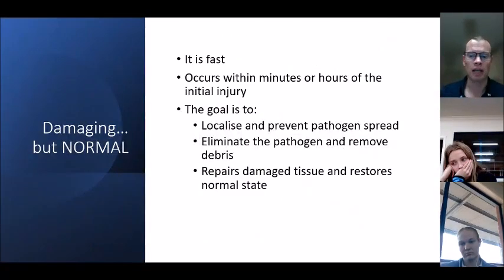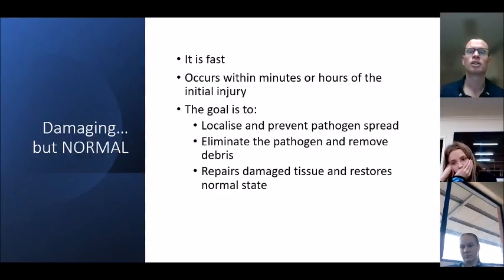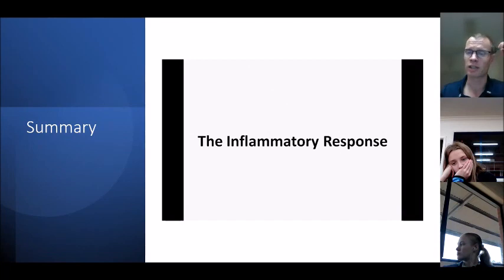So inflammation is damaging potentially, but it is a normal process. It occurs quickly within minutes or hours of an initial injury. The goal is to localize and prevent pathogen spread. So if you've got a splinter stuck in your skin and you've inserted bacteria inside yourself, which will happen potentially as part of that, it doesn't want them to spread through your whole body. It wants to keep them restricted in that immediate area so they can be killed and mopped up. So eliminate the pathogen, remove the debris, and repair the tissue and restore a normal state. And it does that across 3 stages.